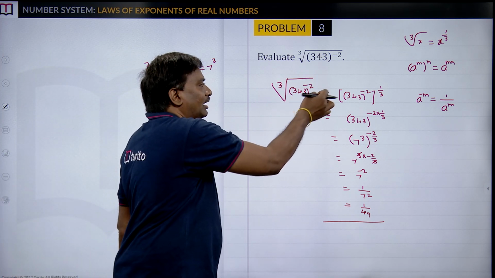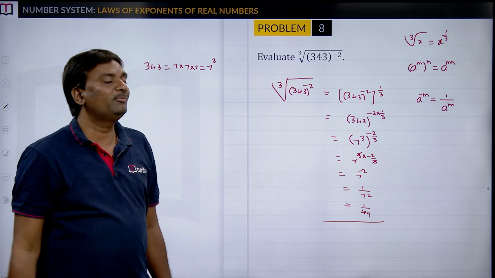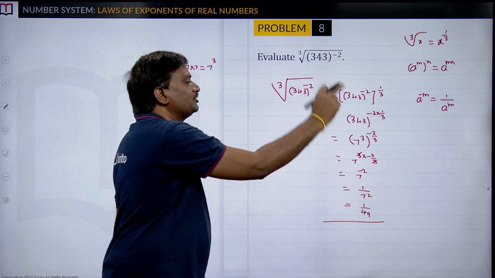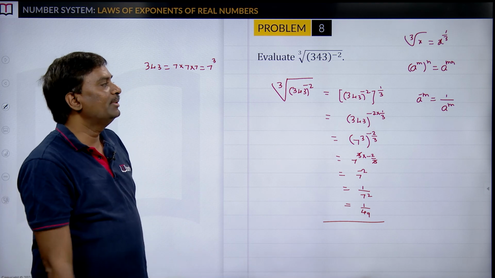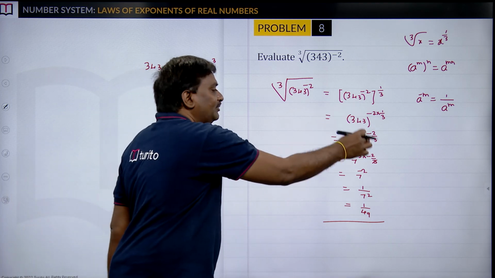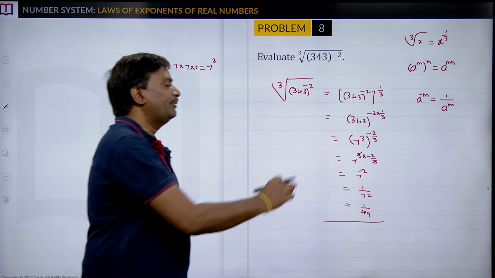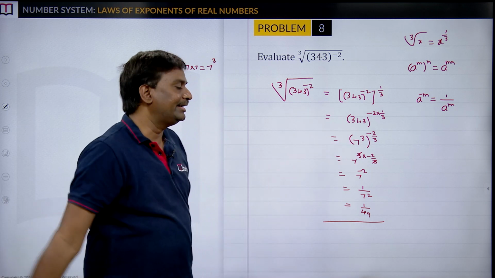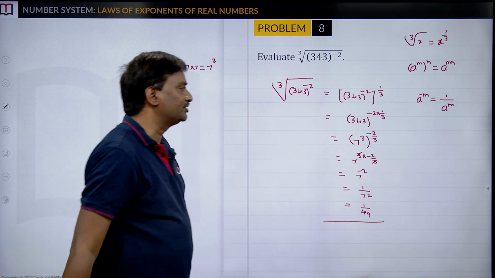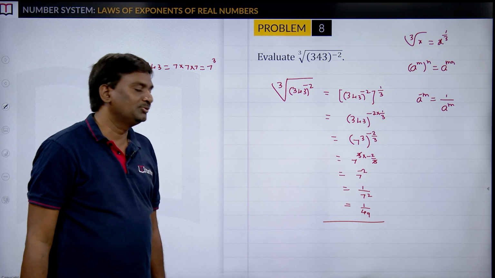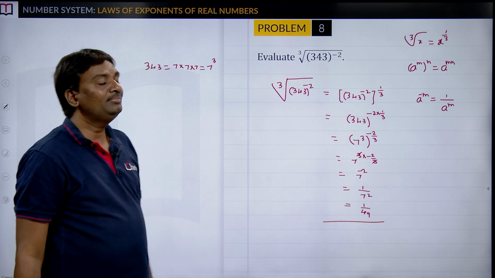So first of all, you can write cube root of 343 power minus 2 as 343 power minus 2, power 1 by 3. Apply the formula, a power m whole power n equal to a power mn. So by simplifying, 7 power 3 into minus 2 by 3, the 3 gets cancelled. We have 7 power minus 2, that is 1 by 7 square, that equals 1 by 49.